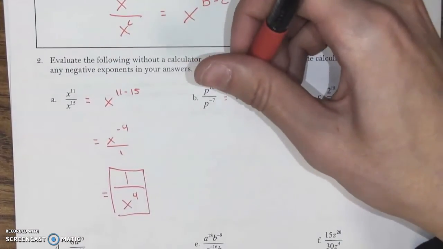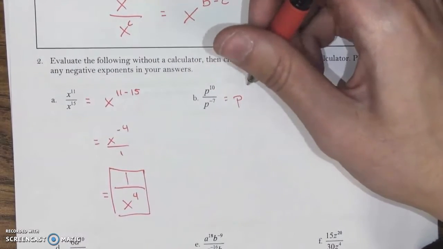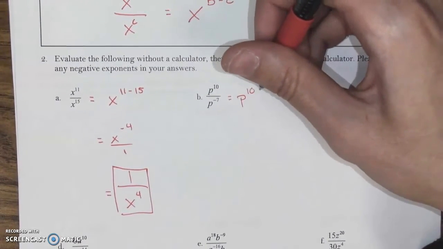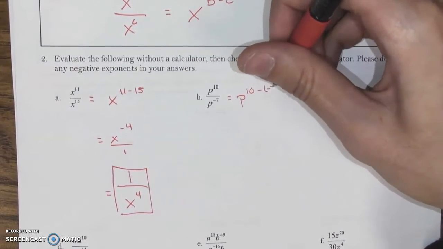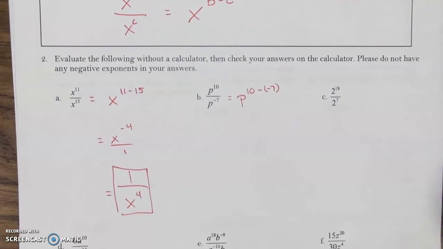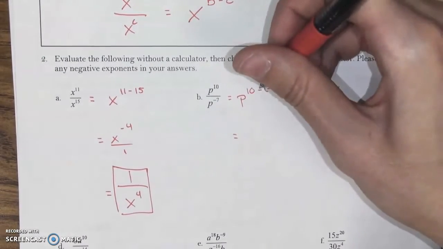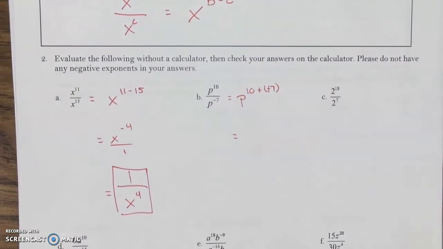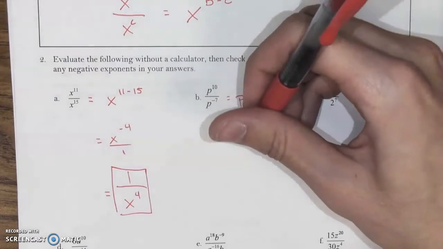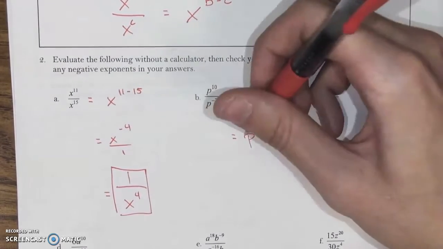Here we have p to the 10 over p to the negative 7. So we take the difference, 10 minus negative 7. 10 minus negative 7 is the same as 10 plus positive 7, or p to the 17.